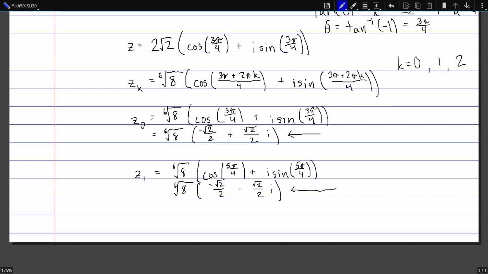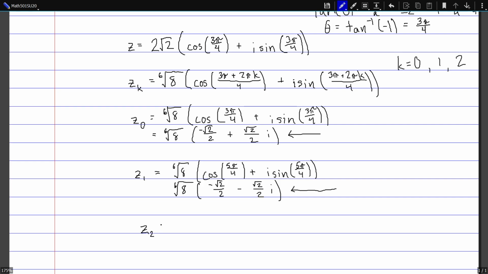If you're doing this for WebAssign, this is what I would then take and put into a calculator. I would do the 6th root of 8 times this negative square root of 2 over 2 and get my approximation. That leaves us one last root to get.